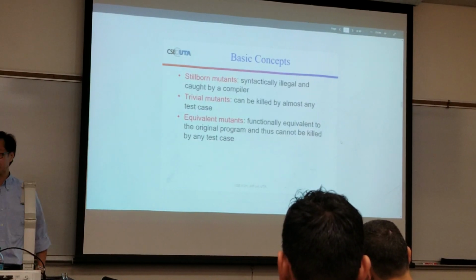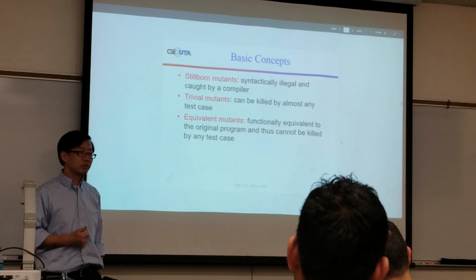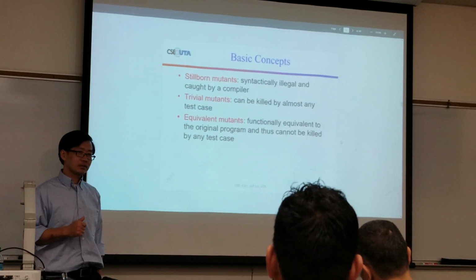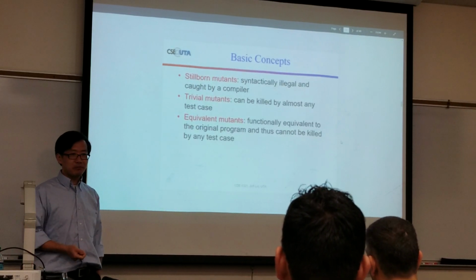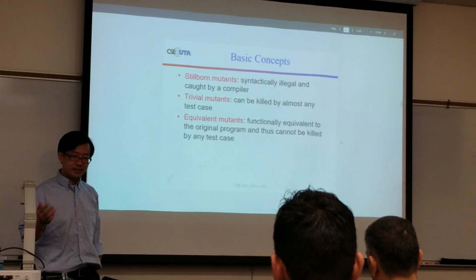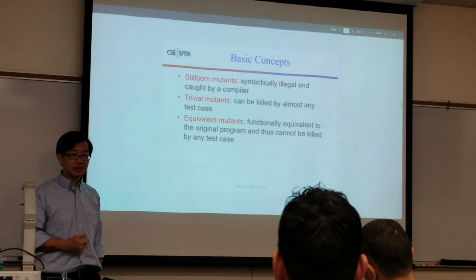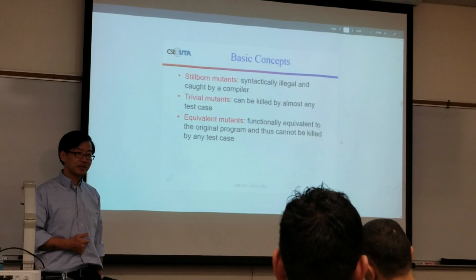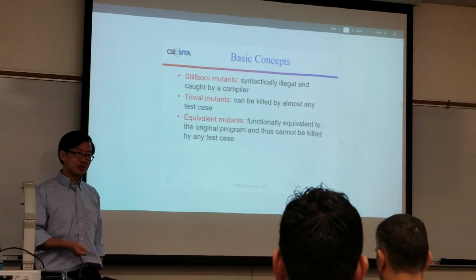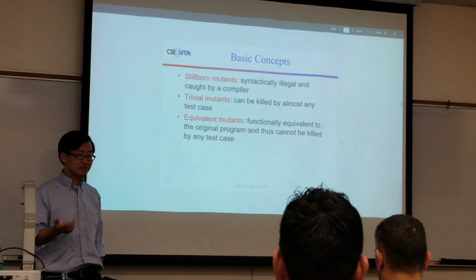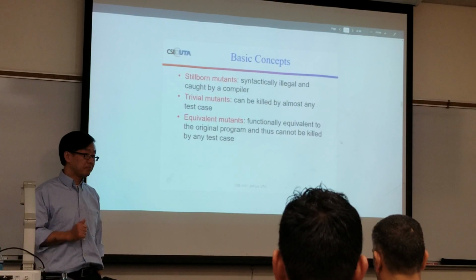Then we have the concept of equivalent mutants. That's what Feng mentioned. So for some changes that you make to the program, the mutant is equivalent to the original. It means for every possible input, the mutant will have the same behavior as the original program. So what does this mean? It means those mutants can never be killed because they are equivalent to the original. And that has some implications.